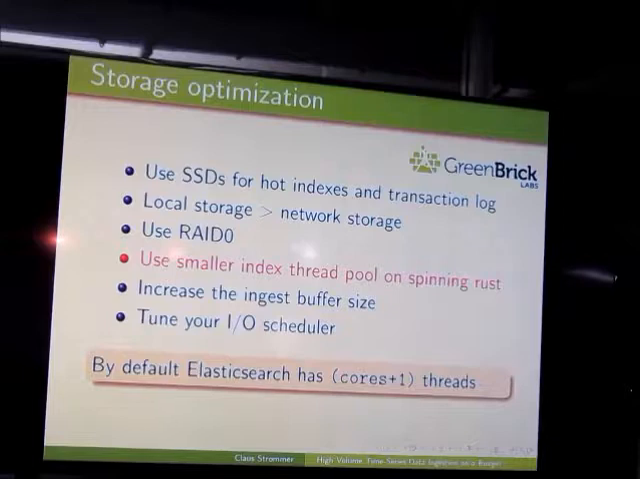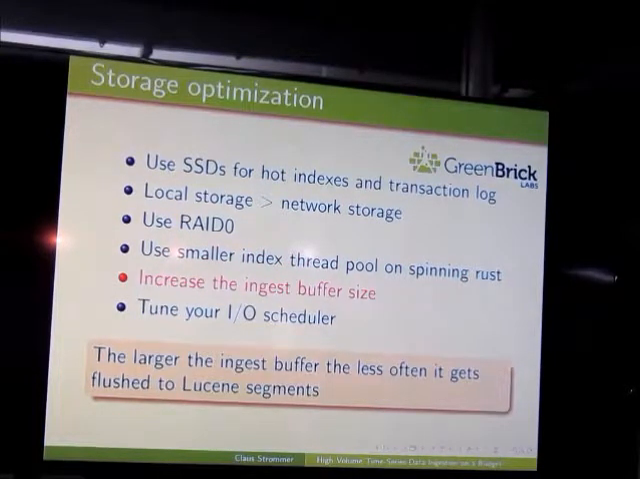Again, going back to index thread pool, if you're using spinning hard drives, you can reduce the number of threads. By doing that, you have fewer concurrent writes, which again improves your performance. Now, I did say that you should not increase the queue size for Ingest, but you want to increase the buffer size. I'll have a slide later that explains why this is not the same as the queue size. But ultimately, it boils down to how often things get written down.